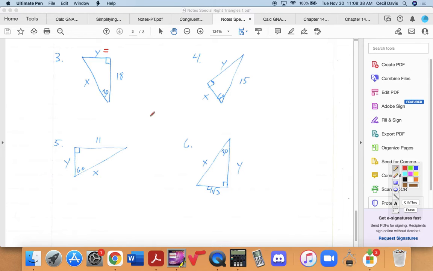Divide by the square root of 3, not times. I was close. The long leg is equal to the short leg times the square root of 3. So the short leg will be the long leg divided by the square root of 3. So this will be 18 divided by the square root of 3.